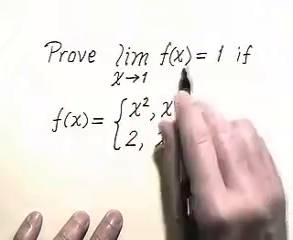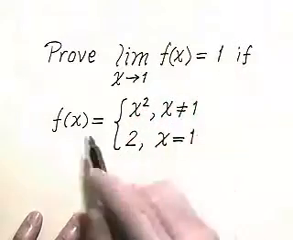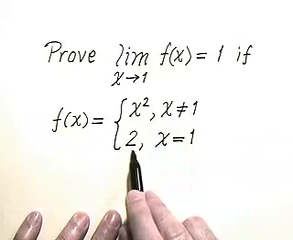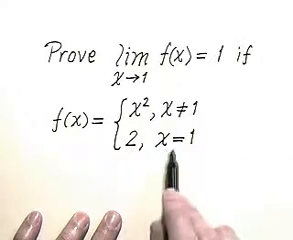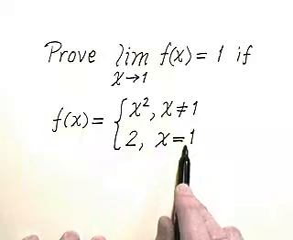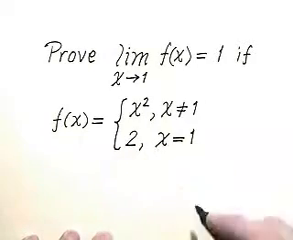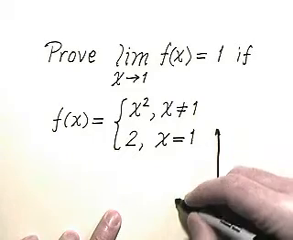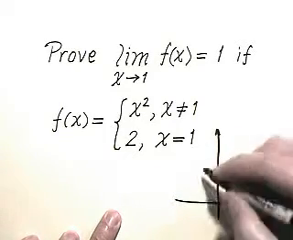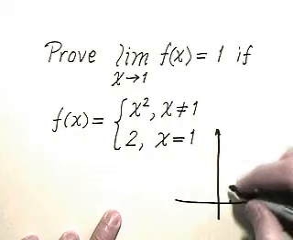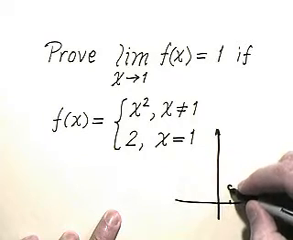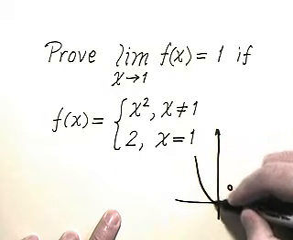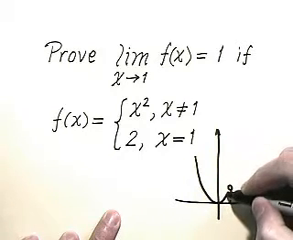Now notice what's happening here. Our graph of the function is just a parabola almost. There's a parabola. Notice the parabola goes through the point 1, 1. That's the curve y equal x squared. But I've drawn a little circle there to indicate that that point isn't on our graph, because for our function, when x equals 1, f of x equals 2.